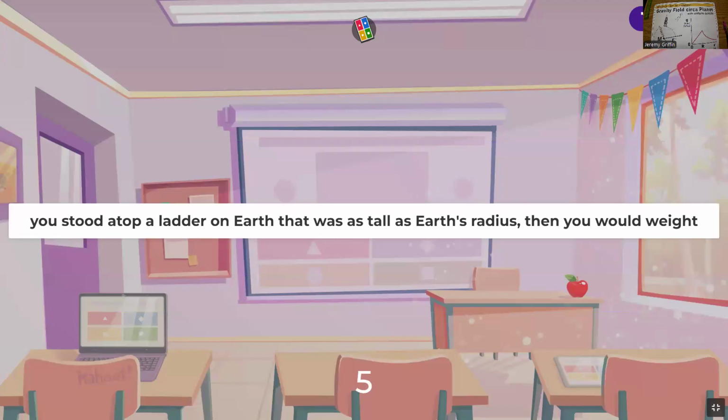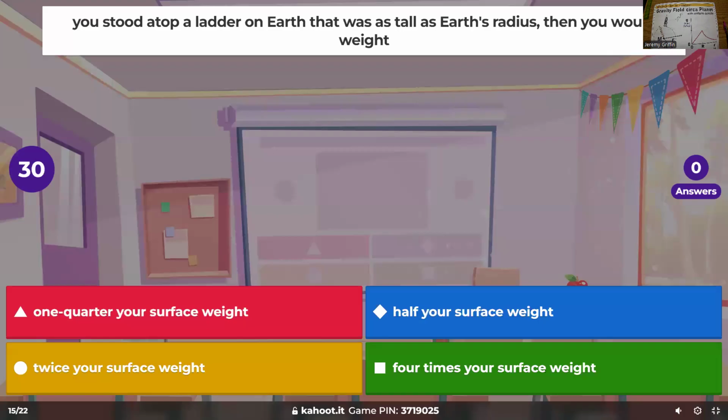All right, Brady, Samuel, Lydia, Wyatt, Cameron. 4 points. You stand atop a ladder that's 1 Earth radius tall. What would you weigh at the top of the ladder?